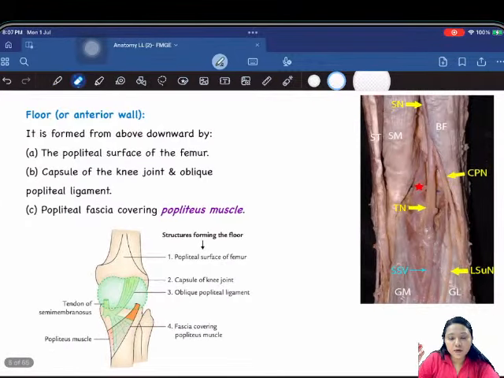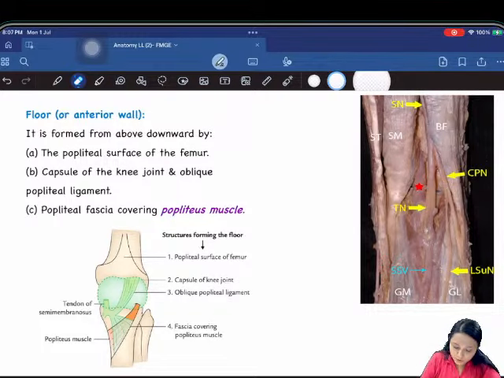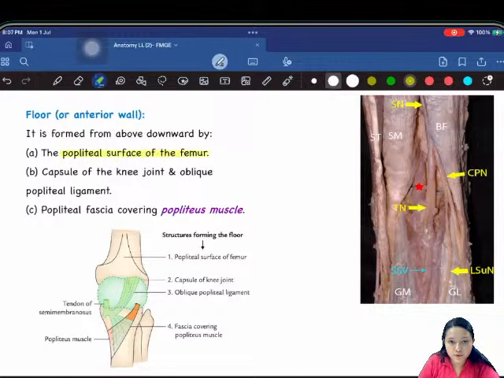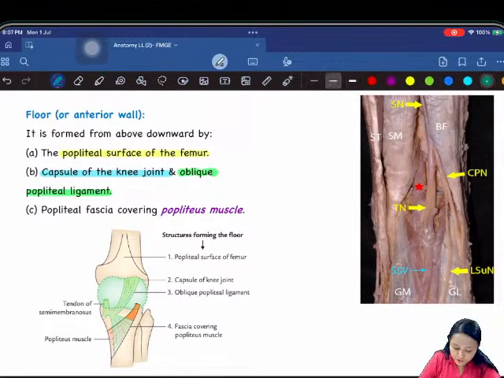Now, what are the structures forming the floor of the popliteal fossa? The following structures are forming the floor. You have the popliteal surface of the femur. So you have the femur bone, and the popliteal surface of the femur bone. Then you have the capsule of the knee joint and a ligament, that is the oblique popliteal ligament. Sometimes they might give a question on the oblique popliteal ligament as well.